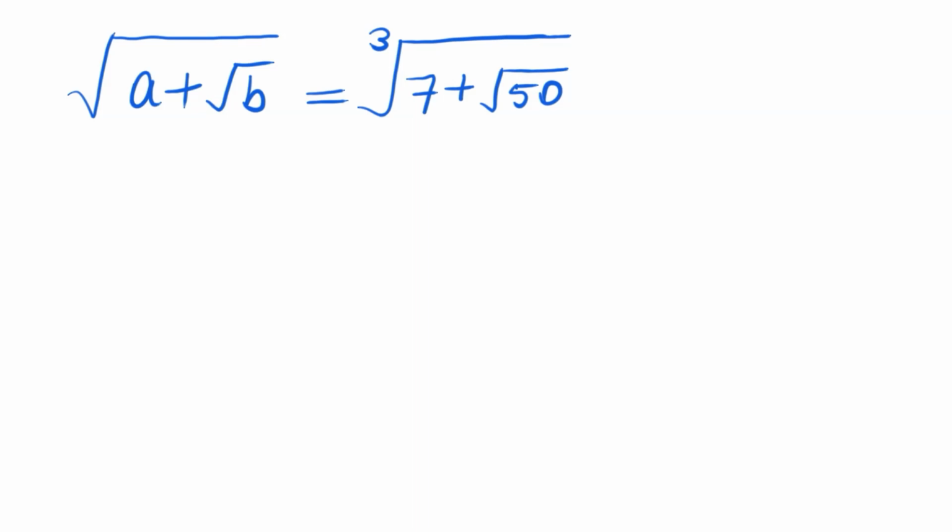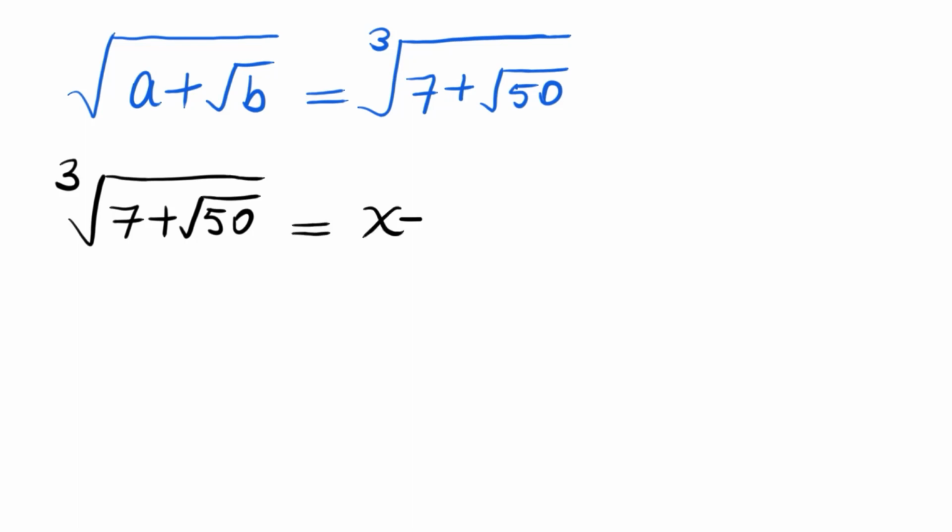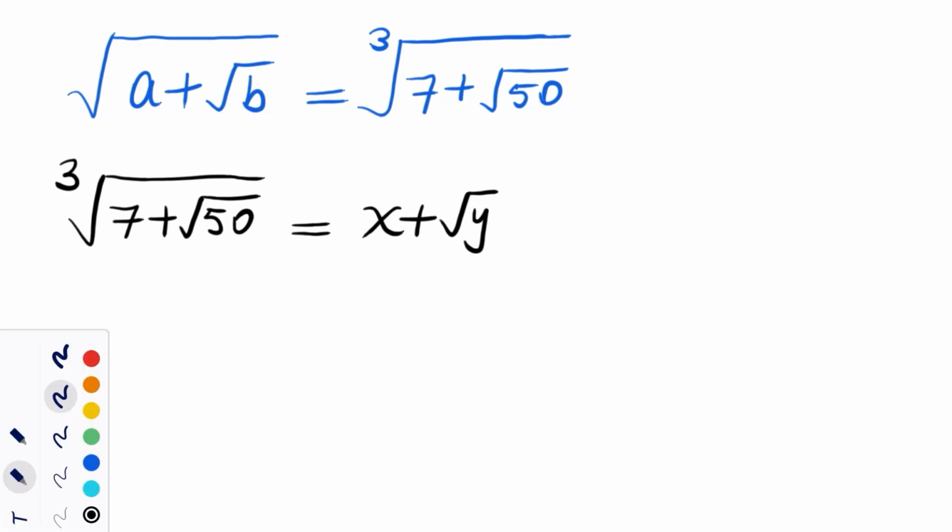Or we can just try to find the right hand side, then take care of the equation. Let me try the second one. Let's try to find the cube root of 7 plus root 50. Actually, I have made a video on this. You can watch it. Now let this be equal to x plus root y, since we have rational and irrational terms here. The answer should look like some rational and irrational parts.